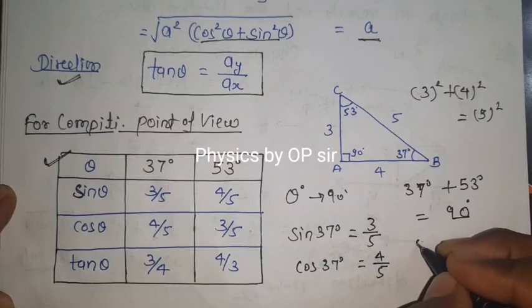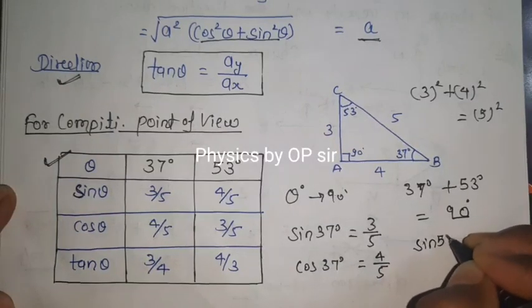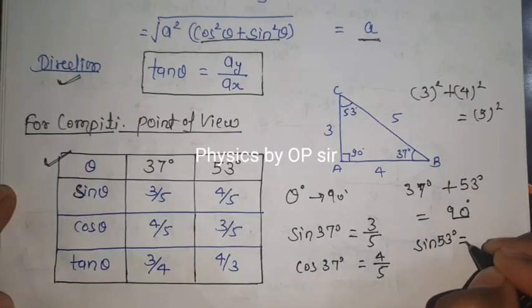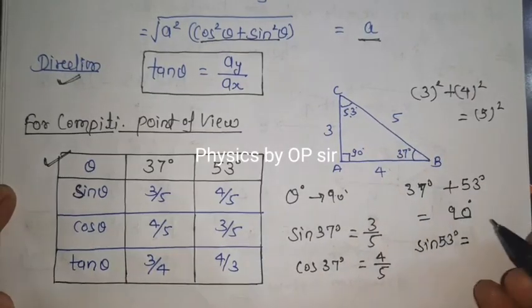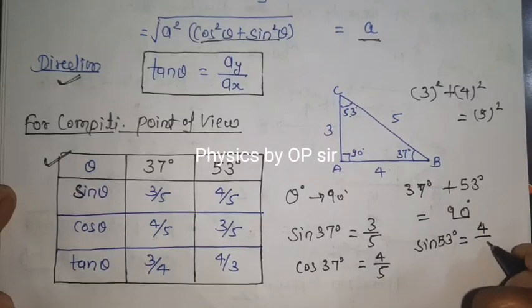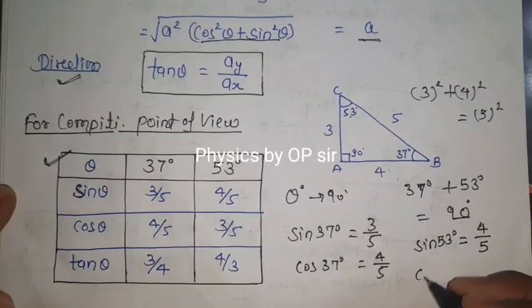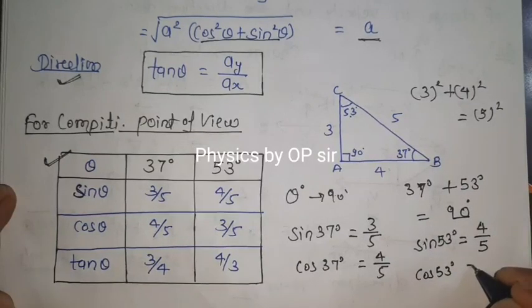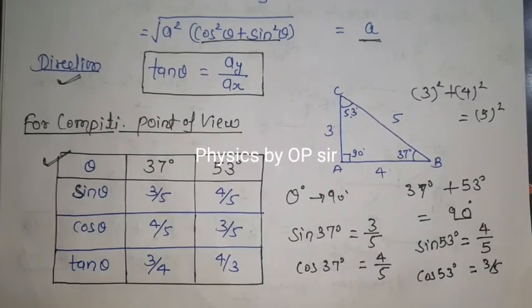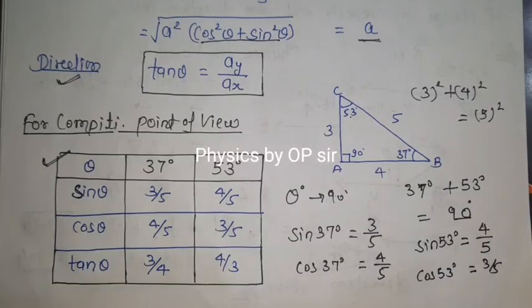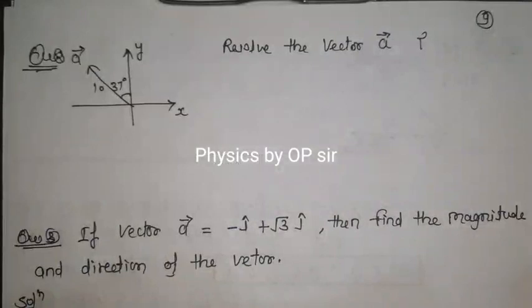For 53 degree, how can we find sin 53? For sin 53, now this side becomes the perpendicular, so it is perpendicular upon hypotenuse, 4 by 5. Again for cos 53 degree, it is 3 by 5. These values of 37 degree and 53 degree for sine, cos and tan theta, you have to remember from the competition point of view.